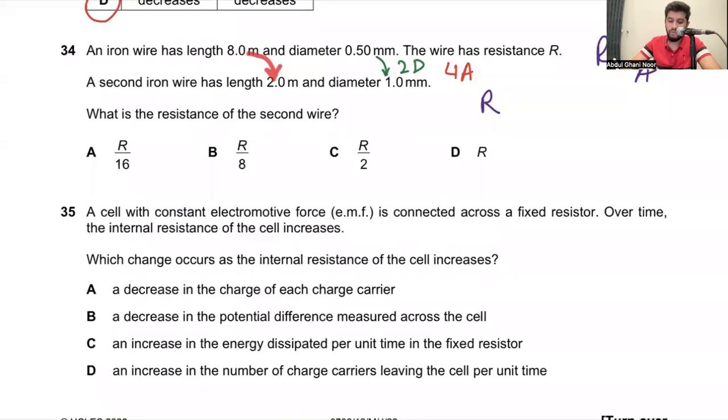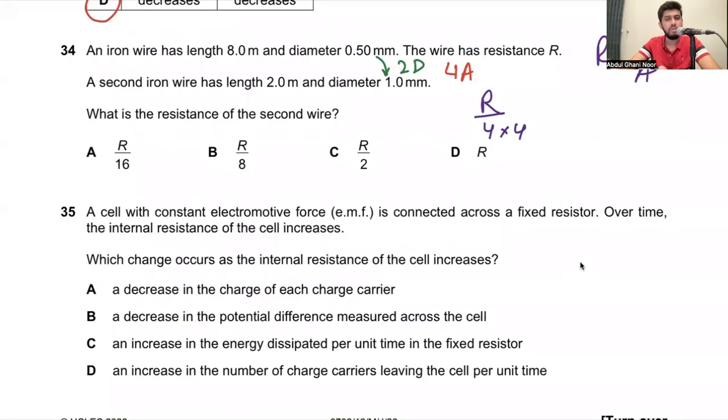Because the length is 1/4 and the resistance is directly proportional to length, the resistance also becomes 1/4. For the second wire, if you just take the length into account, the resistance will be 1/4. Okay. The area is 4 times and resistance is inversely proportional to area. So if you increase the area, the resistance decreases. You increase the area by 4, the resistance decreases by 4.